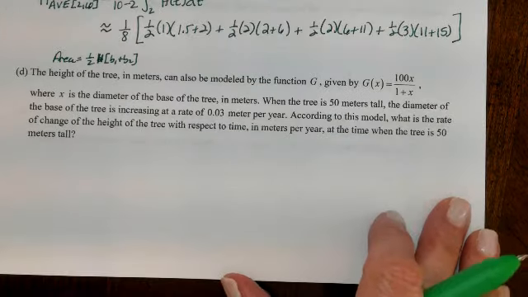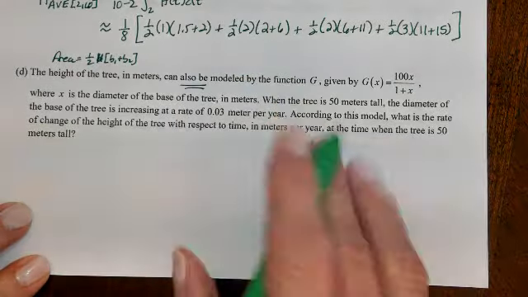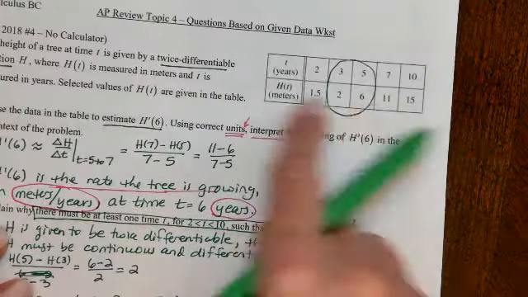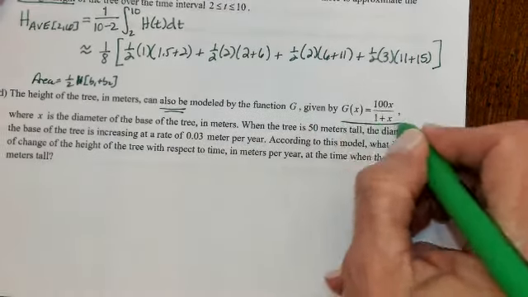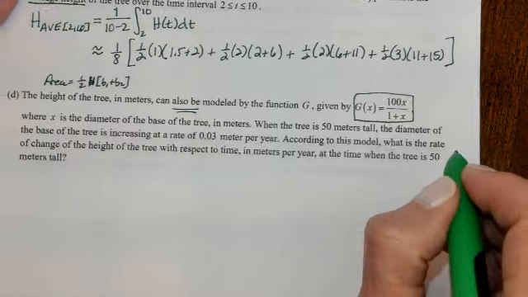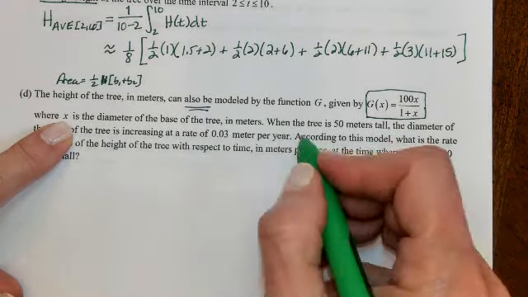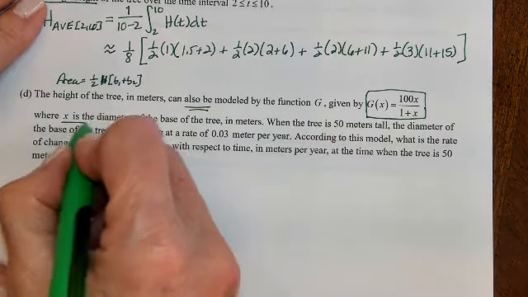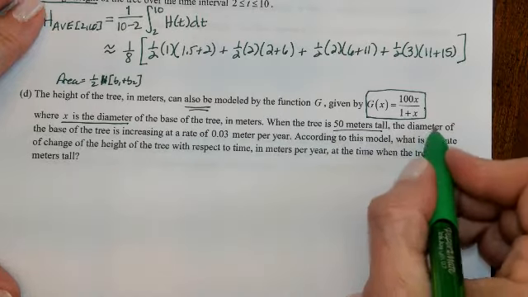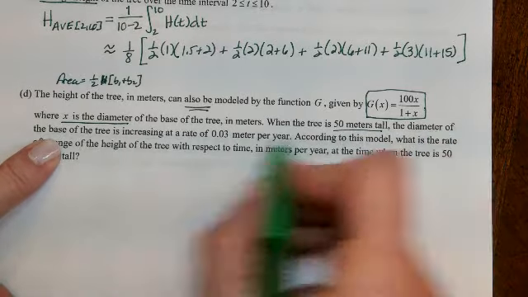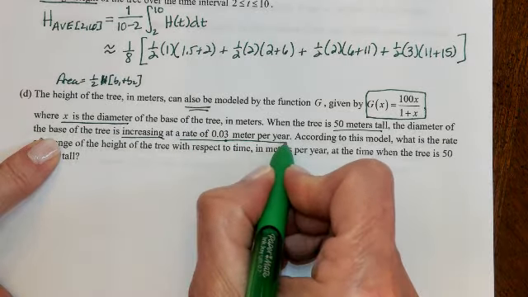All right. Part D. The height of a tree in meters can also be modeled by, so not only does it meet these, but it can be modeled by this function g, where x is not time, x is the diameter of the base of the tree, not time. When the tree is 50 meters tall, the diameter of the base of the tree is increasing at a rate of 0.03 meters per year.